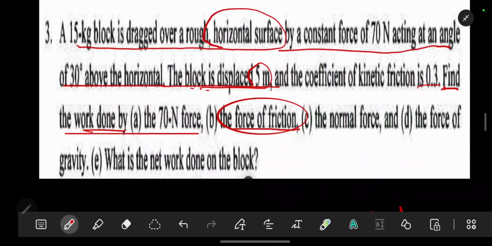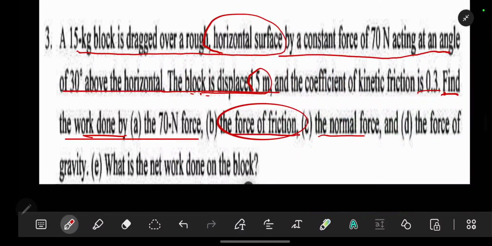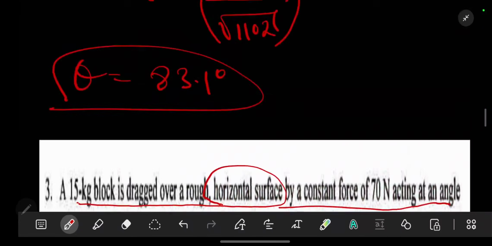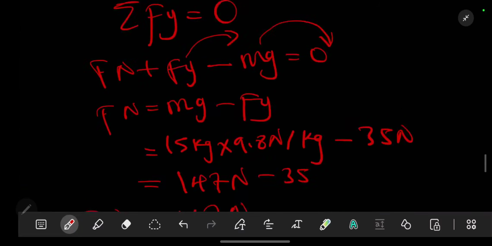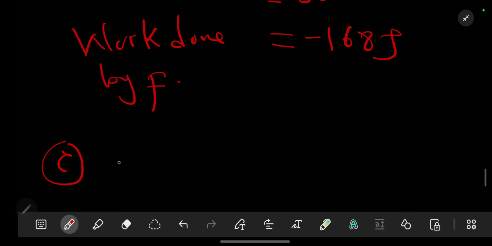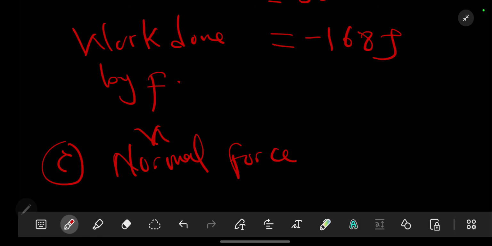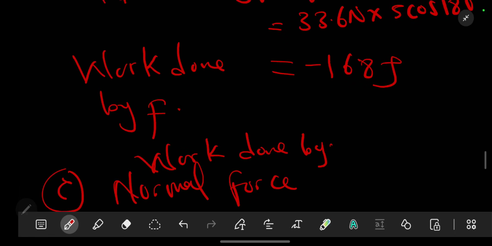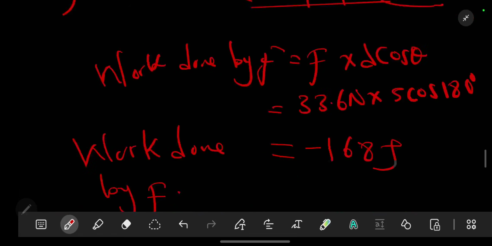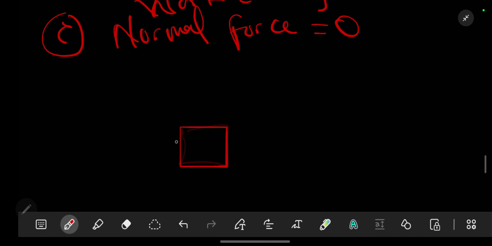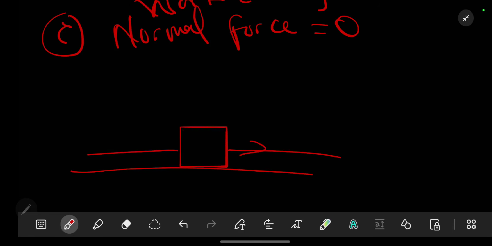We are told about the normal force and the force of gravity. So C is the normal force. So what are we going to do? We are going to say C, normal force. So the work done by the normal force should be equal to 0. Why is it 0? Because the normal force, remember, was acting upwards, but the object was moving in this direction.